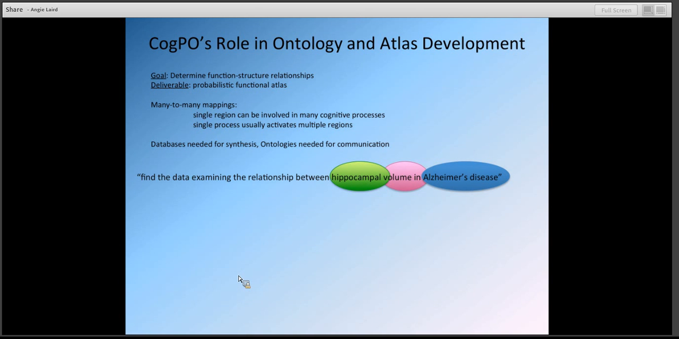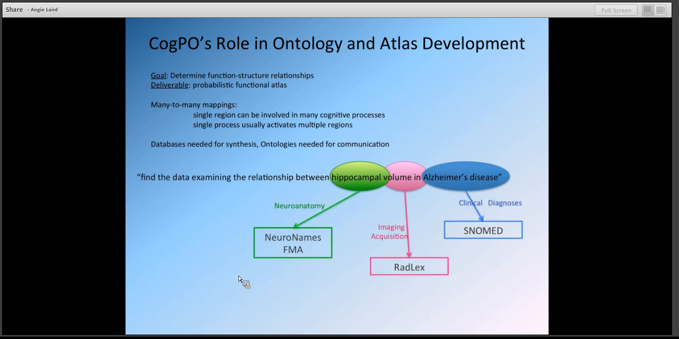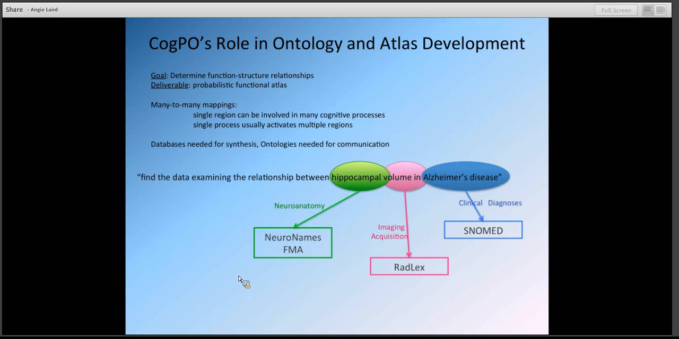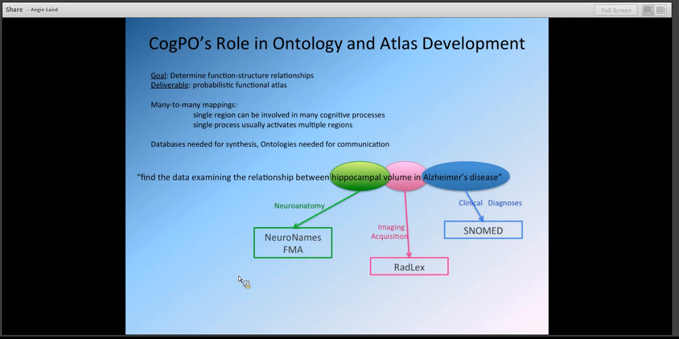We need to know what hippocampus is, what volume actually means, what Alzheimer's disease means. And there are current ontological projects to address neuroanatomy, imaging acquisition, clinical diagnosis. These processes, these sorts of representations are being addressed.